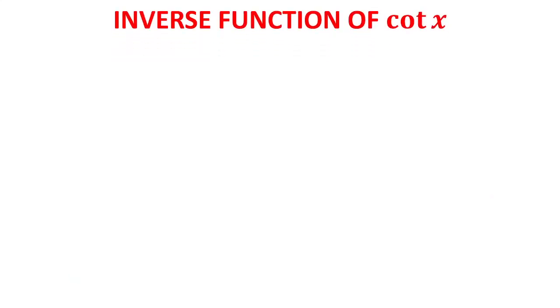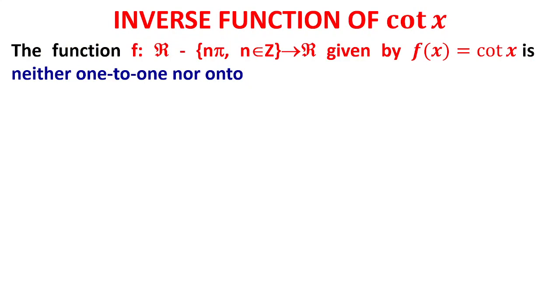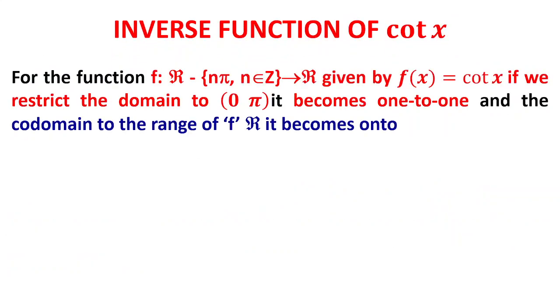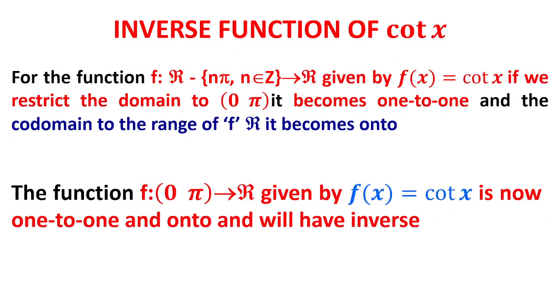Then we are going to the inverse of cot x. As usual, cot x is not one-one onto. We are converting it into one-one onto by removing n pi, where n belongs to the integers, so R minus n pi, because cot n pi is not defined. Therefore, for that we are converting it now. We are restricting the domain to 0 to pi. Both 0 and pi are not included, and the range is R.